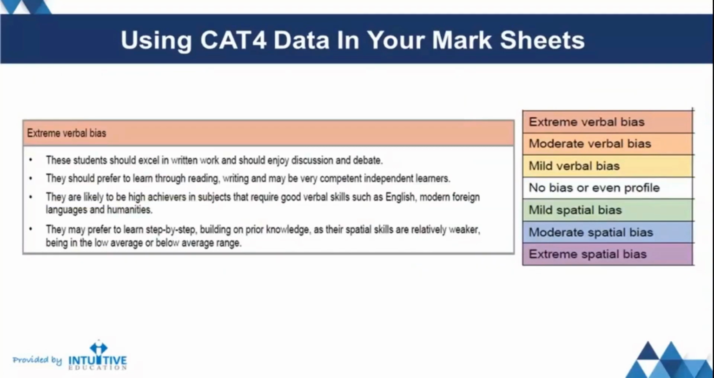As well as receiving that information about the bias, you will then also receive information that tells you about how to help, how to support these students. So for example, here we have a child with an extreme verbal. It says that those students excel in written work. As I said at the very beginning, you may get some surprises. There may be students who you didn't know. There may be students who you did know, but aren't using their skills that they have.